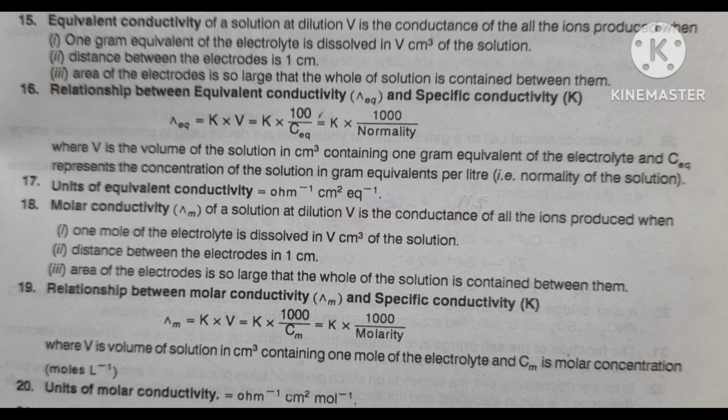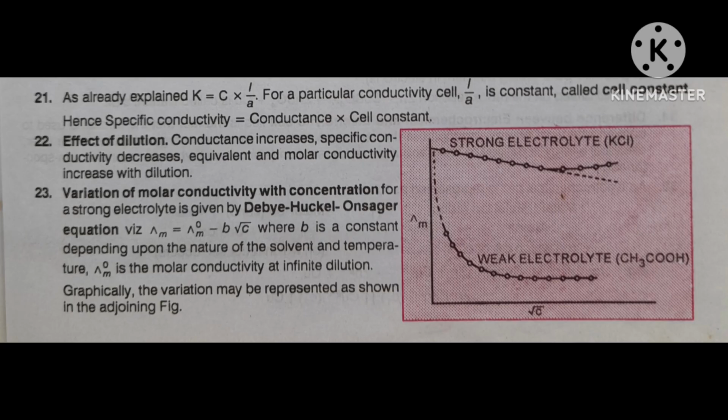Now you have diluted. Then now in 1 cc their number will be less, because the volume is more, they will move fast. Then per cc, ions will be less. Specific conductivity is related to per cc. That's why it decreases. Specific conductance decreases, but overall conductance increases.